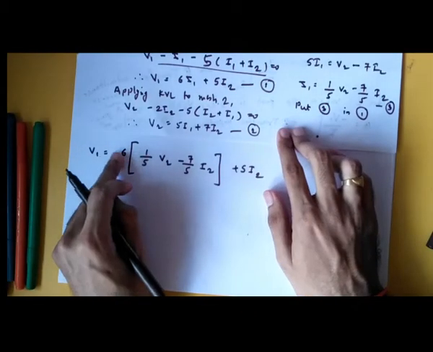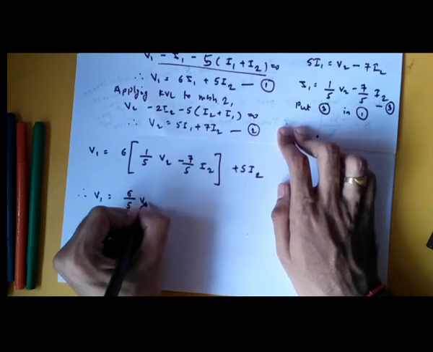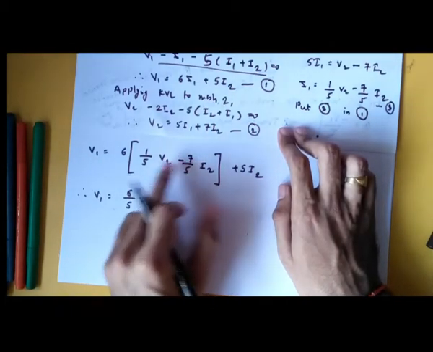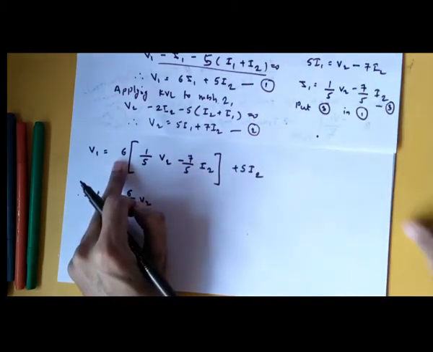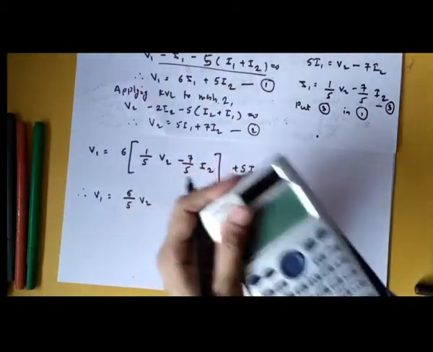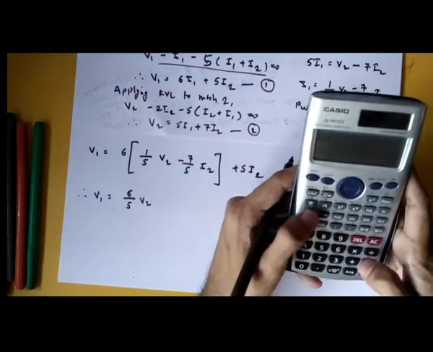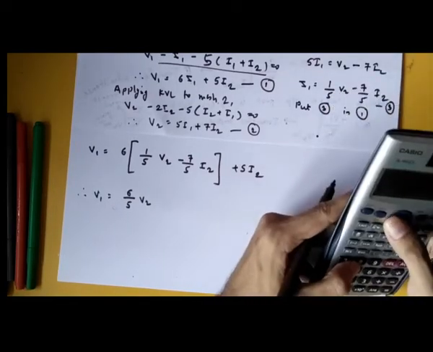So V1 is 6 by 5 V2, that is alone. Then 7 sixes are 42, minus 42 by 5 I2 plus 5I2. This plus 5 and this is minus 42 by 5. So 5 minus 42 upon 5. I made a mistake.